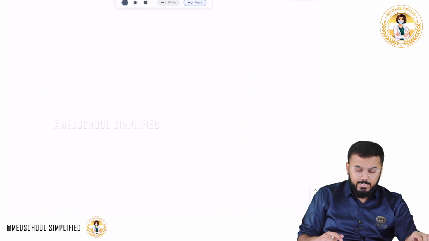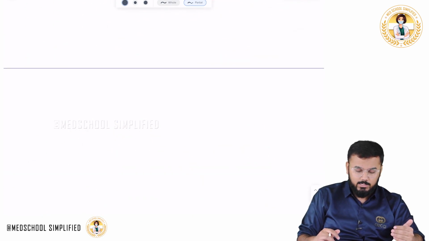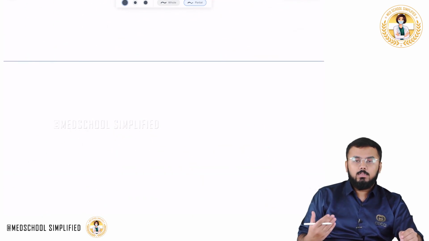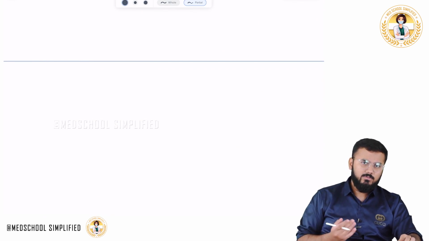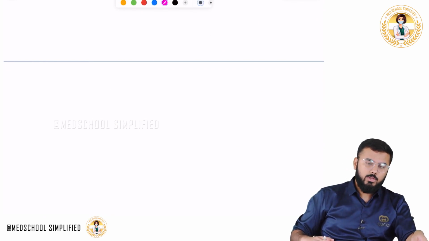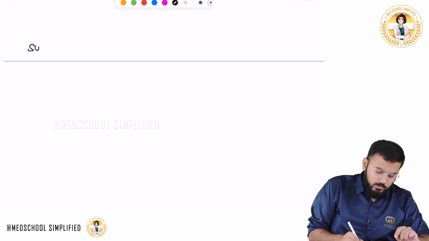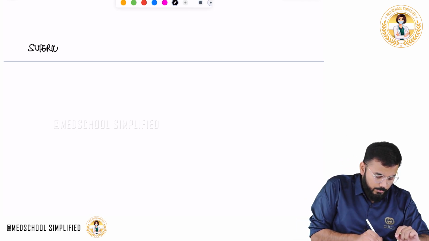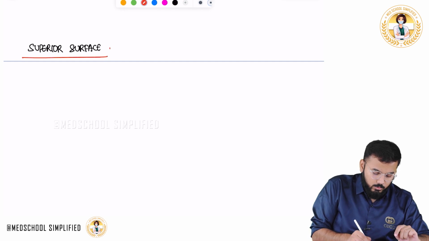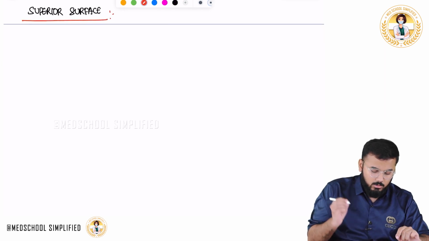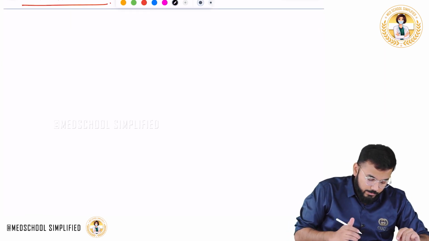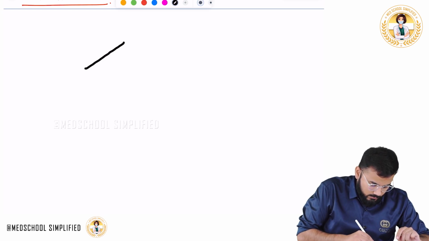Now, let us in detail draw all these pictures and then discuss what structures are present on the superior, inferior or posterior surface. Okay. So, first of all, let us start with the superior view. First, we shall discuss the superior surface of the cerebellum, or you can also call it the superior view. On the superior surface, this is how the picture looks.